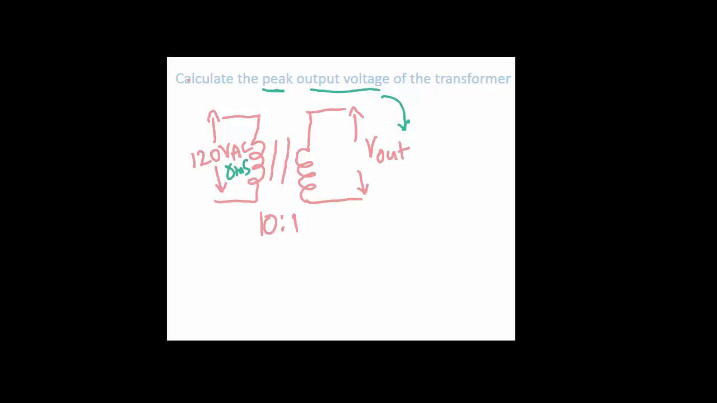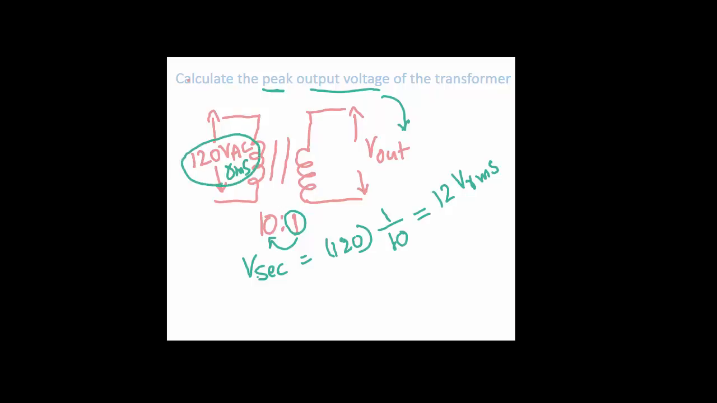So first of all, let us find out what this secondary voltage is. The secondary voltage is the primary voltage times 1 over 10. Remember that it's the secondary windings over the primary, so it's 1 divided by 10. So in this case it's going to be 12 volts, but this is going to be an RMS value because remember the input voltage on the primary side is an RMS value. But the problem is asking to find out the peak output voltage. So we need to convert this RMS value into a peak value.